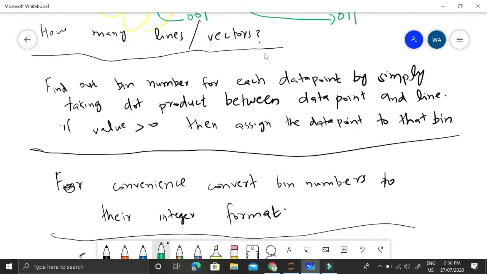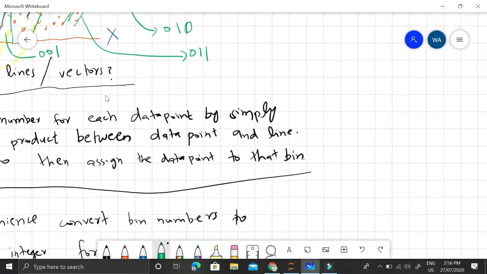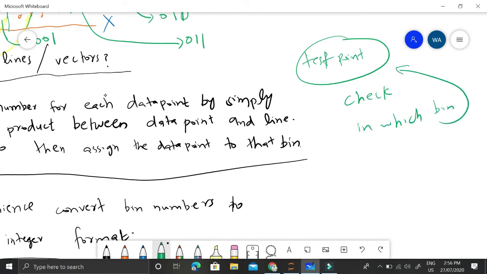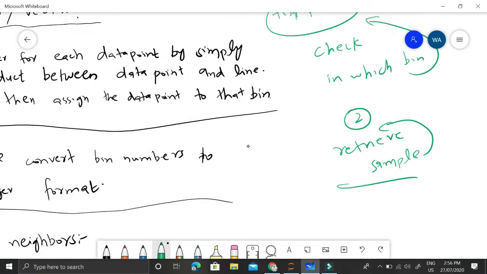Okay, once we have encoded that, then for each test point we will check in which bin this test point is occurring. And once we find out, suppose it is in the second bin, then we will retrieve all the samples that are occurring in this second bin, and then finally we will use those samples to do the nearest neighbor weighting method, or whatever you want to do with the nearest neighbors for calculation. So these samples in bin 2 will be used for the calculation of this test point.